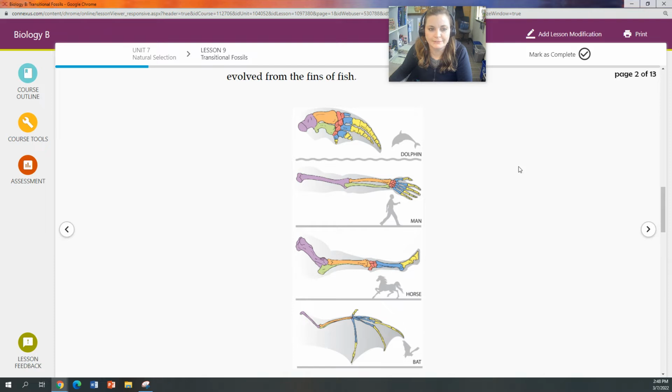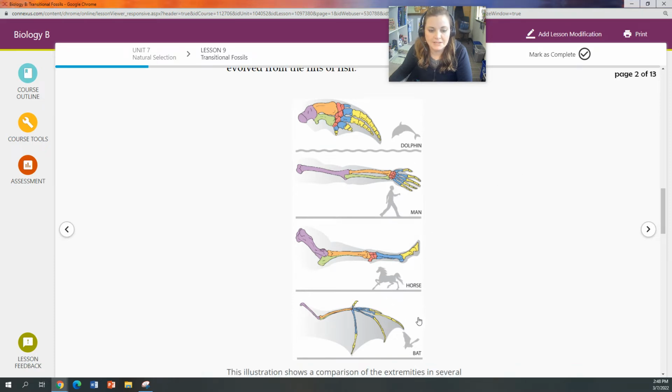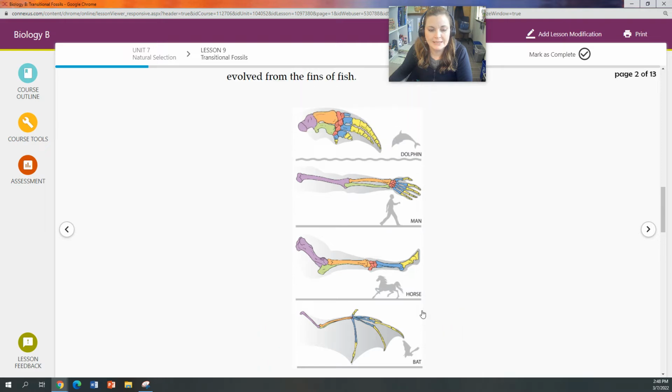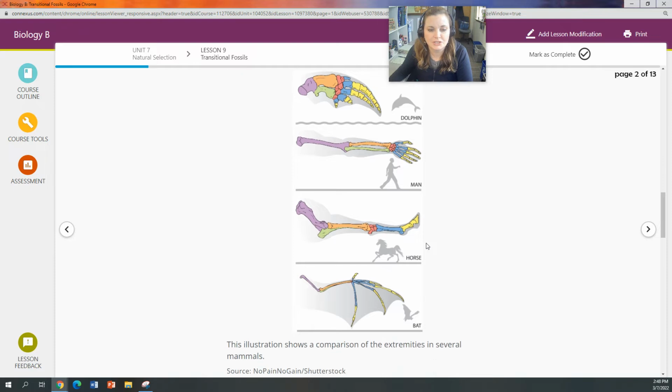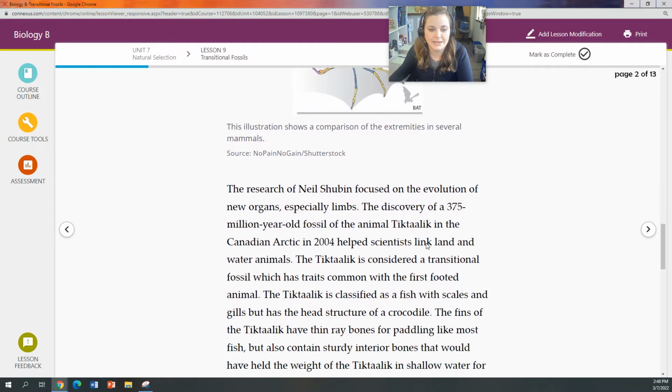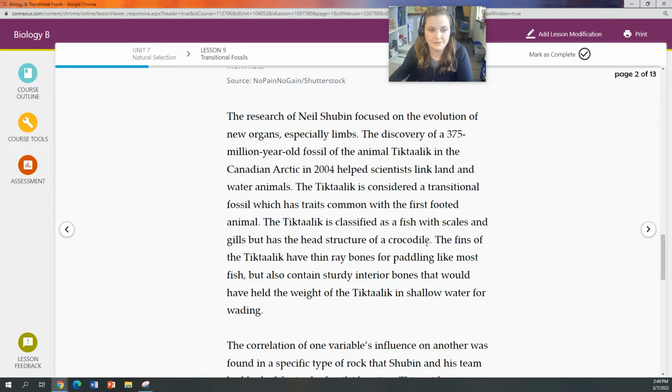So when we look at the different limbs here of the dolphin, the man, the horse, the bat, we can see that even though they look very different outwardly, there are specific bones that we see throughout all of them that are arranged in different patterns, creating those unique shapes and those unique structures that we are associating with the different types of animals.